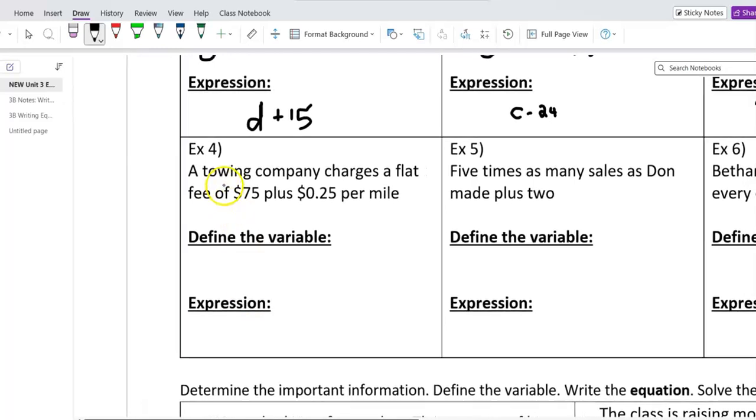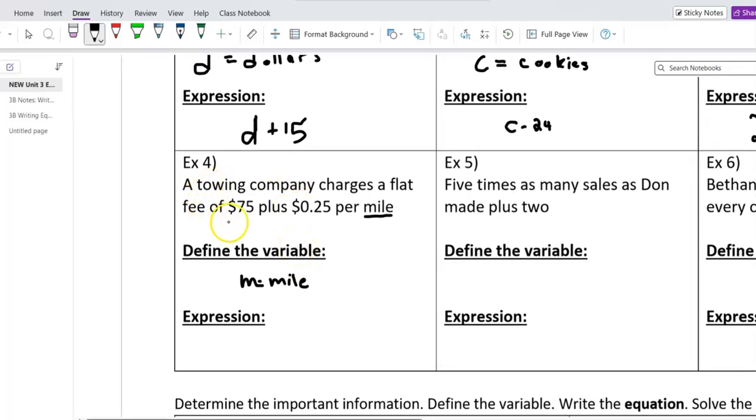Problem 4, this one's a 2-step problem. A towing company charges a flat fee of $75 plus 25 cents per mile. Well, we are working with miles here, so we're going to use M for mile. And then it says $75 plus 25 cents per mile. Key thing to note here is the word plus means addition. The word per is one of our keywords that tells us multiplication. So this is 75 plus 0.25 multiplied by M. Because again, plus is add, per is multiply.